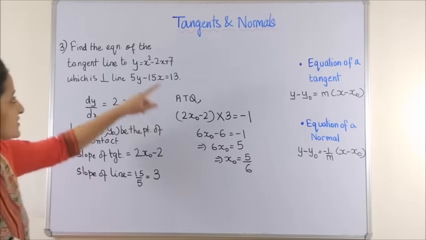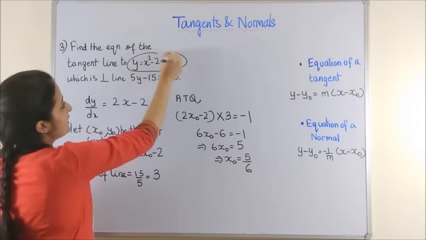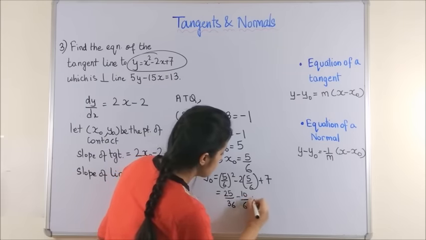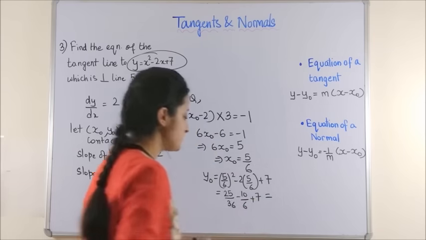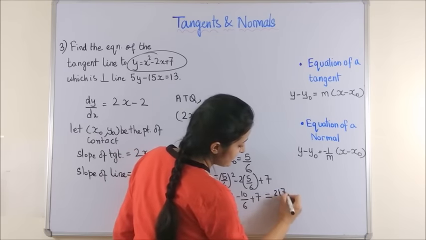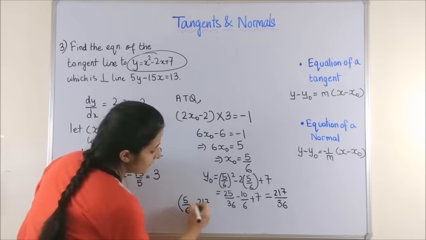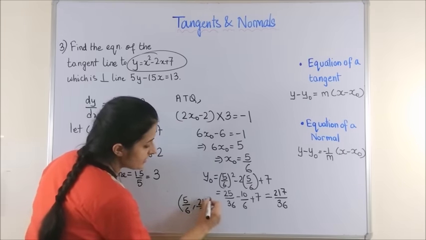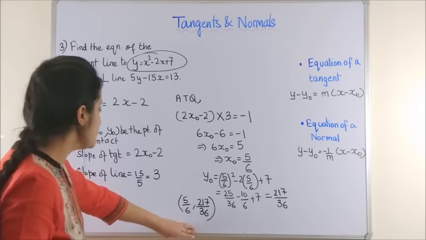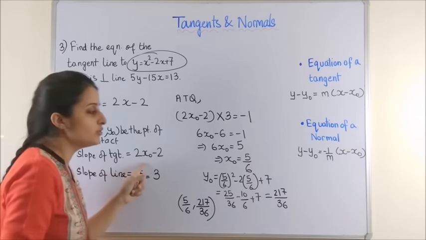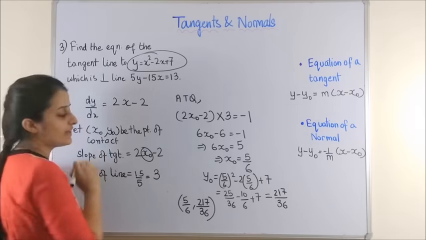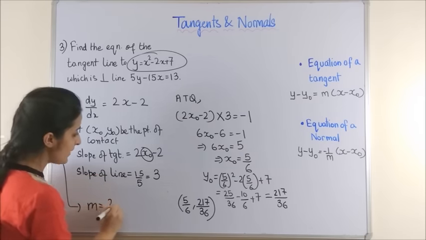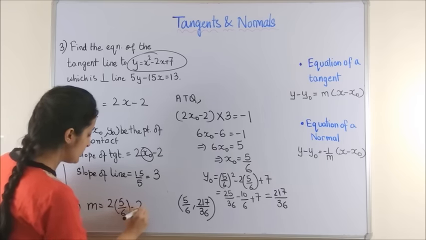Now substituting x naught as 5 by 6 in the given equation, we get 25 by 36 minus 10 by 6 plus 7, which on simplifying gives you 217 by 36. Thus the point of contact is (5 by 6, 217 by 36). Once you get the point of contact, you also know the slope of tangent if you put x naught as 5 by 6. So this gives us m as twice of 5 by 6 minus 2, which is minus 1 by 3.